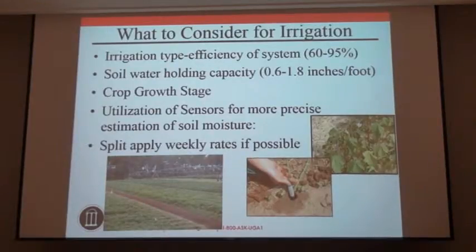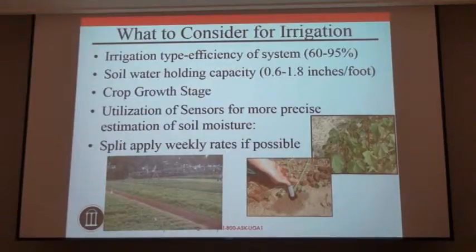Our irrigation type is number one. What's the efficiency of that system? That's going to range somewhere from 60 to 95%. Your 60% range is going to be solid set systems, traveling gun systems, and some of our older systems that have the high pressure impacts on top. What that means is if we put on an inch, only 60% of that is getting down to the crop. So we're only actually applying six-tenths of an inch to the crop.